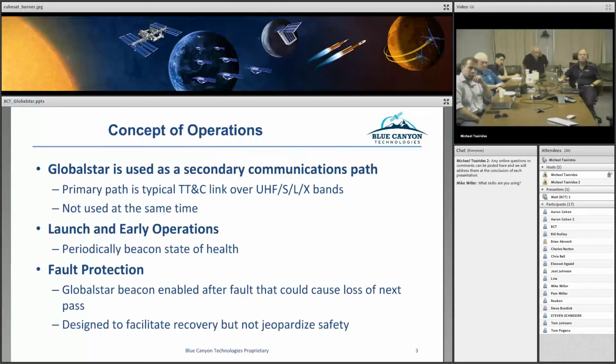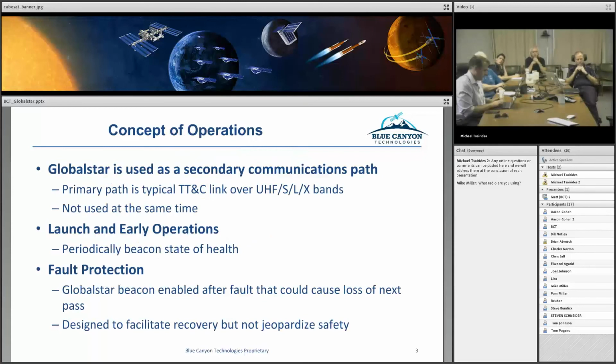So in terms of concept of operations, Globalstar is used as a secondary communications path. Our primary path, for the missions that we've been talking about today, they're all CADETs, so all flying in the UHF, but we also have other commercial customers that are utilizing S and X bands. We do not use these systems at the same time. There's a number of reasons for that. Especially on the commanding side, it can be very difficult to ensure order of operations if you plan on using multiple commanding systems.